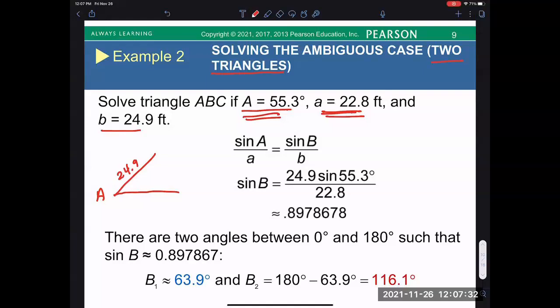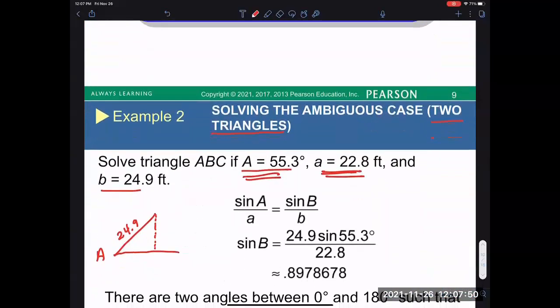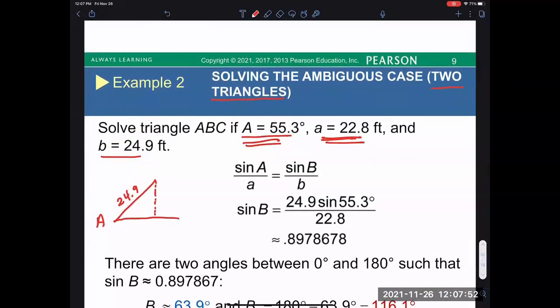So for example, I can see that A is 22.8. That's less than B. And as long as it's long enough to get down to the base, which we saw, if it's too short, you can't do that. But as long as it's long enough to get down to the base, you can make 2 triangles because it's not longer than B. So that means it either goes straight down and it makes 1, or if it's longer than that, then it goes to the left or to the right, and there's 2 possibilities. So that's what's going on.